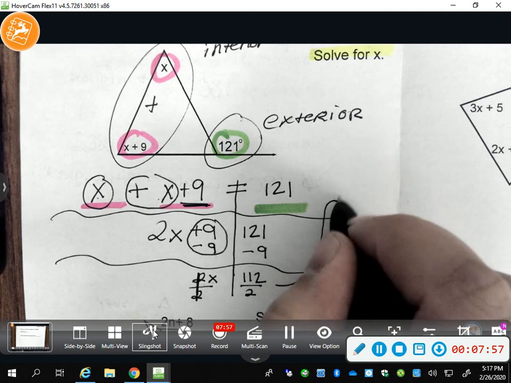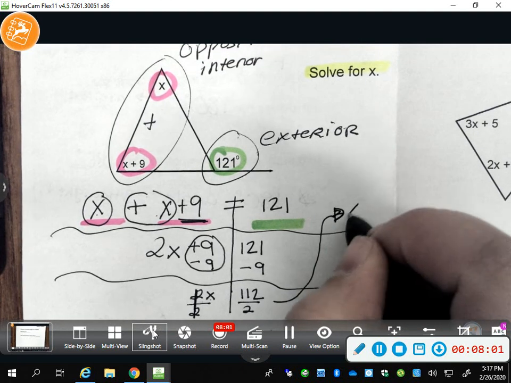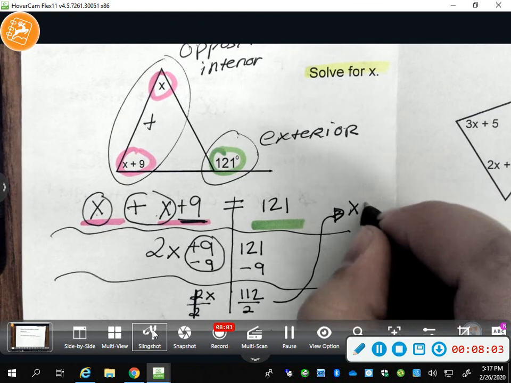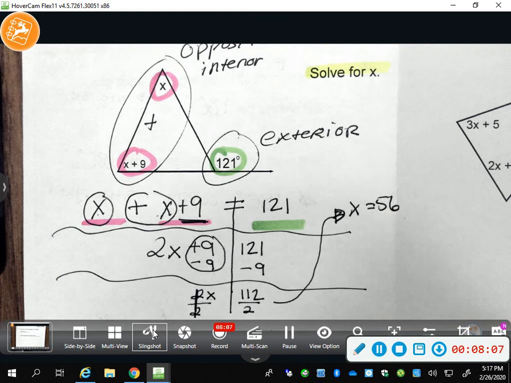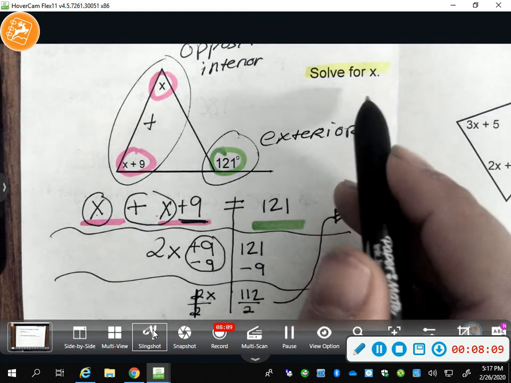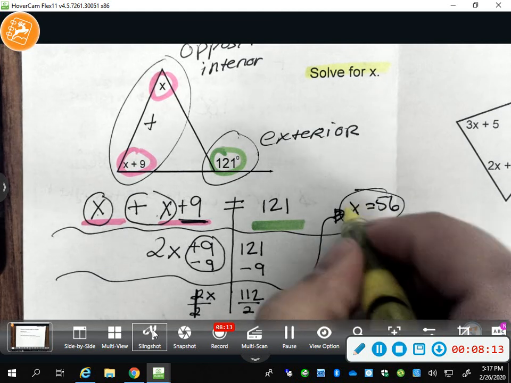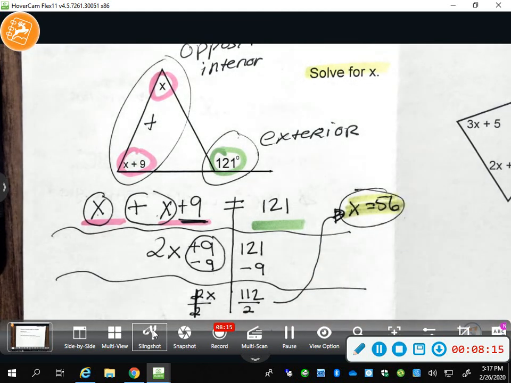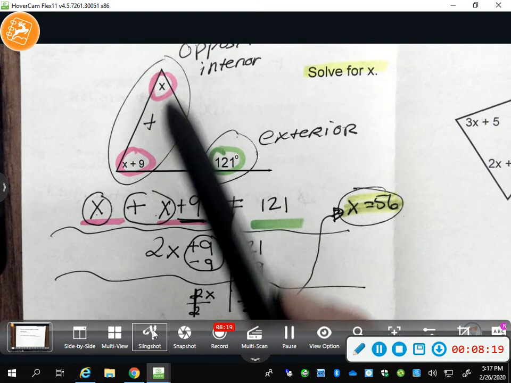I'm going to move my math up here so you guys can still see. That leaves us with 1x on the left side, and 112 divided by 2 is 56 for the right side. My goal was to solve for x, and I'm finished with that. X is 56. Think about what that would mean for these two angles.